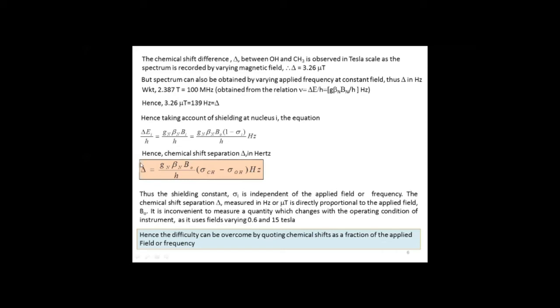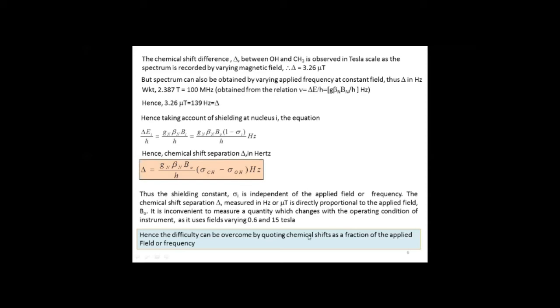So from this we can see that this delta is directly proportional to B naught and sigma i, which is actually independent of the applied field or frequency. That is, the screening constant is independent of the applied field or frequency. It depends only upon the electron density, the shielding constant. But the chemical shift separation delta, measured in terms of hertz or microtesla, is directly proportional to the applied field B naught.